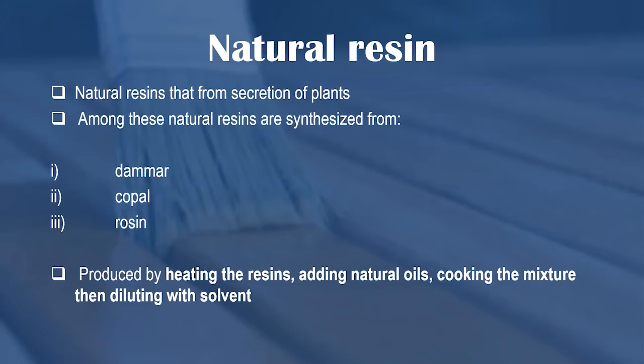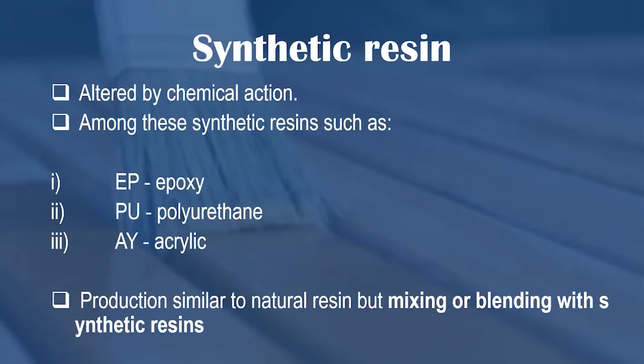Okay, these are the natural resins used, as secretions from plants such as damar, copal, and rosin. So next slide is synthetic resin. It's altered by chemical action, with synthetic resins such as epoxy, polyurethane, or acrylic. So both resins are produced by a similar process, but for synthetic resin, it is mixed or blended with synthetic resin.